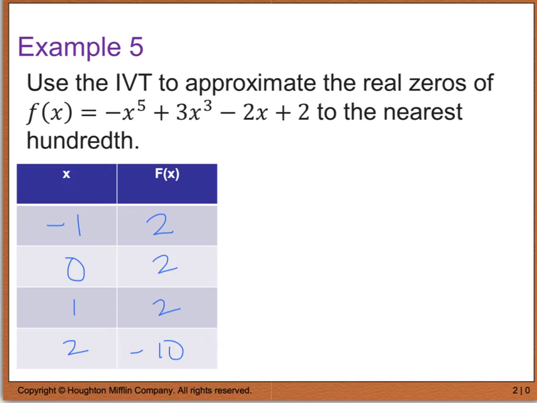Then what I would do is create another table with x values between 1 and 2, going by tenths: 1, 1.1, 1.2, 1.3, and continue to evaluate until I found out what my actual zero was. If you go ahead and solve this, you'll see that your zero is between 1.64 and 1.65. Now, I will go over questions on this in class tomorrow, but please try a couple problems just to see if you can do some of this on your own.